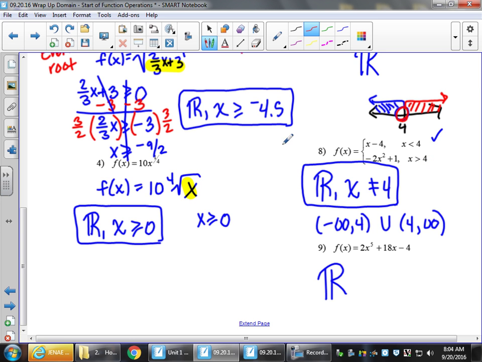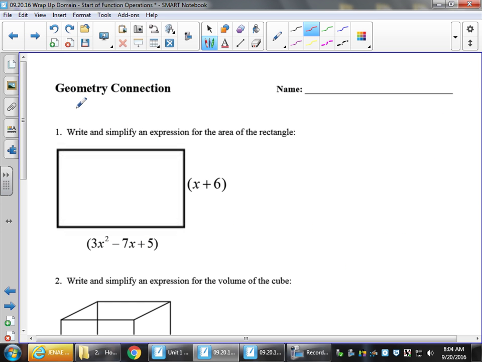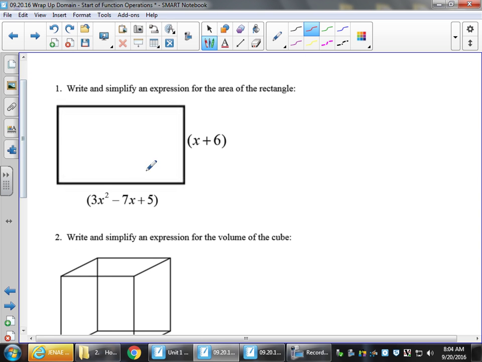Great question. All right, geometry connection. How cool is this? Love it. It's going to be great. We're going to work on this together. I know, right? So excited. Write and simplify an expression for the area. Blast from the past. How do we calculate area? Length times width? So here, instead of having numbers, we now have expressions. What can we do with these two expressions? Multiply. So my area is going to be x plus 6 times 3x squared minus 7x plus 5.